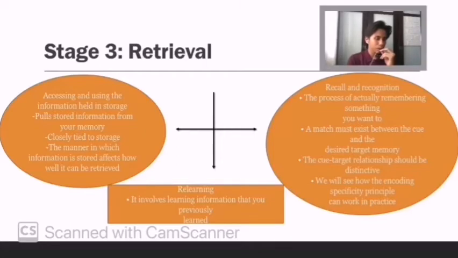A match must exist between the clue and the desired target memory. The clue-target relationship should be distinctive. We will see how the encoding specificity principle can work in practice. Relearning involves learning information that you previously learned.